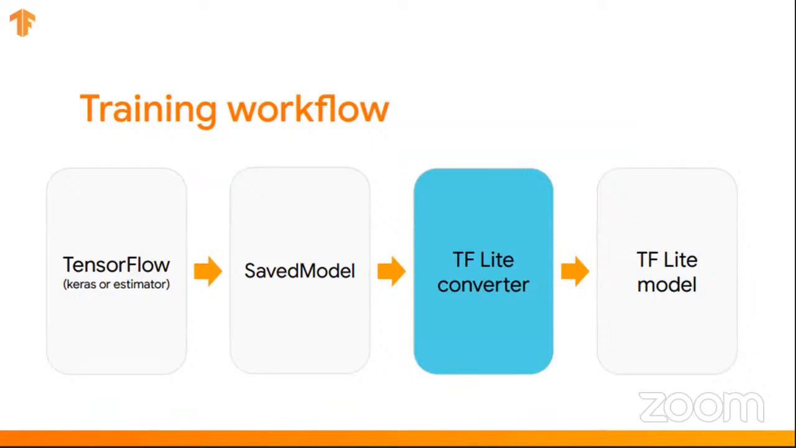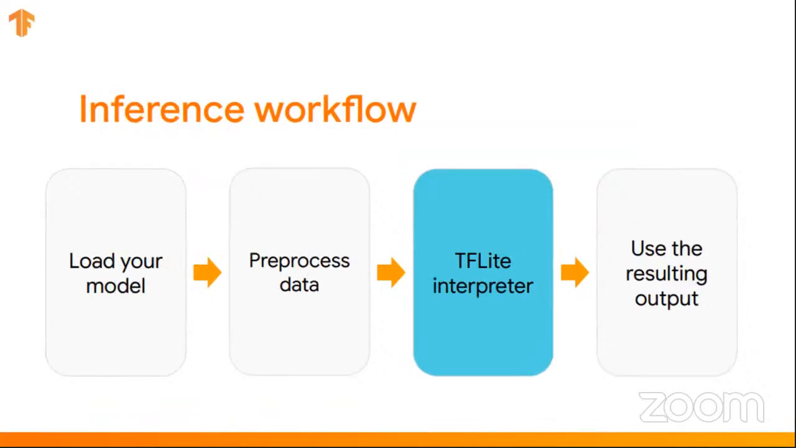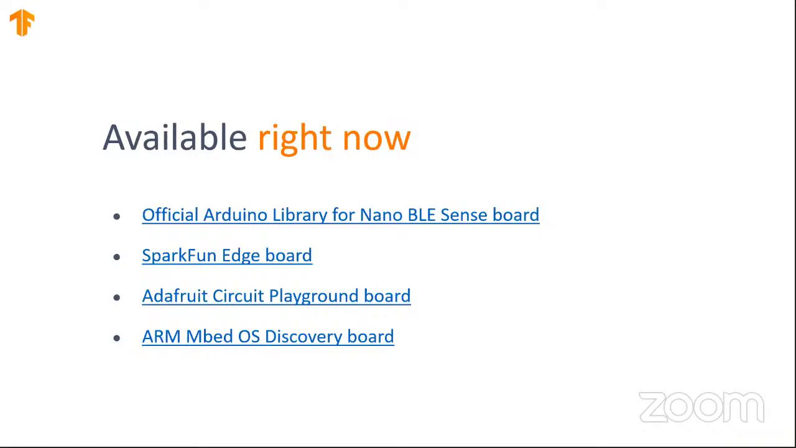TF model, saved model, Lite, and deploy. During inferencing, it loads your model and pre-processes the data, because you cannot feed data directly to the model. The model expects certain formats, like a particular resolution or data format. You need to do the pre-processing, then the interpreter, and use the resulting output. That is how you can do it. And as for what is available right now, it is still not that production ready. We have certain SDKs and code for TF Lite. So we have an official Arduino library.